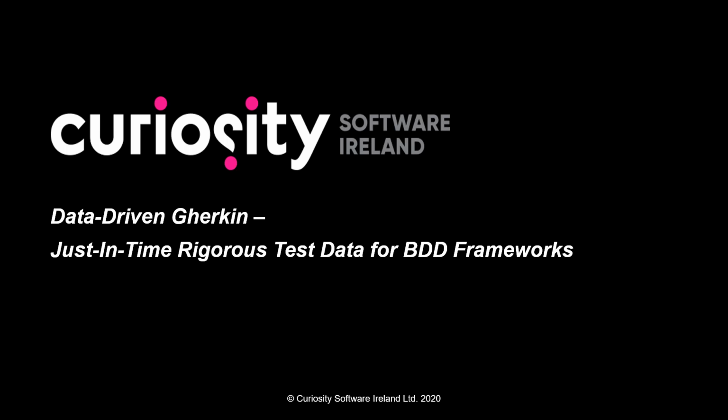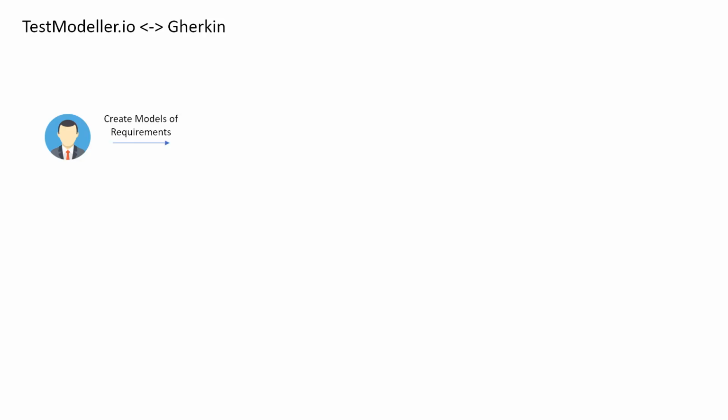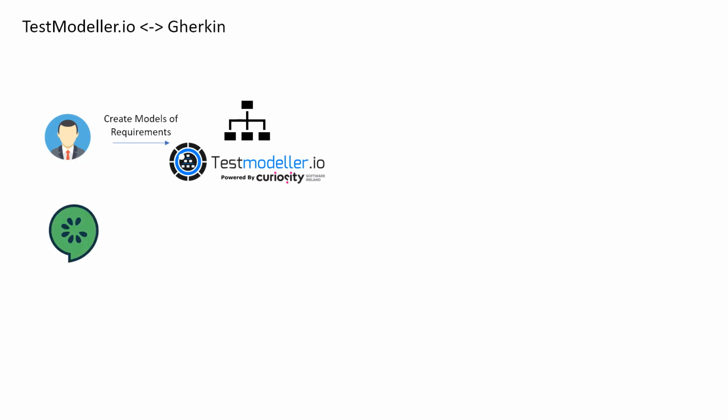In this video we're going to be looking at data-driven Gherkin to create just-in-time rigorous test data for BDD framework. The journey can start with a business analyst who can create models of requirements inside Test Modeler. You can also take existing Gherkin feature files to create and reverse engineer models from them.